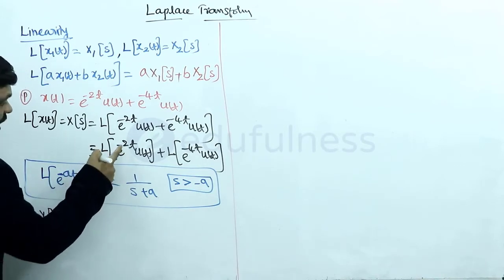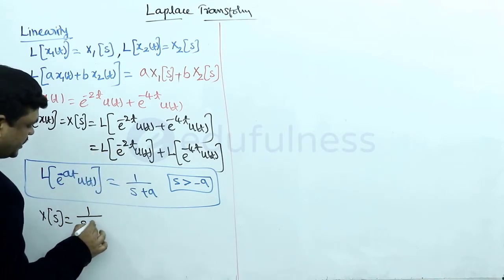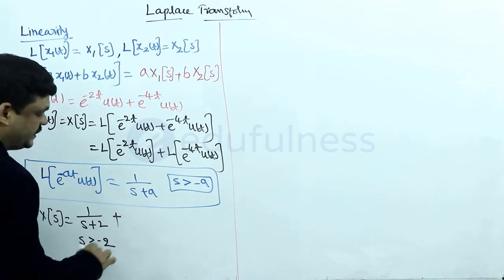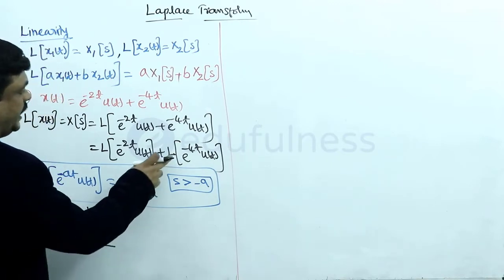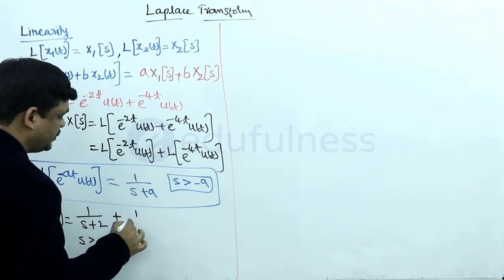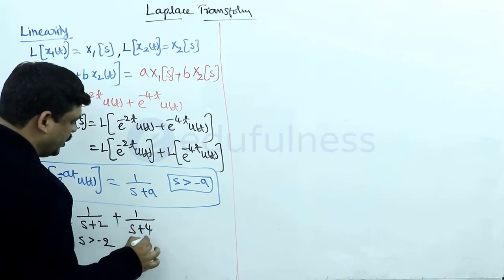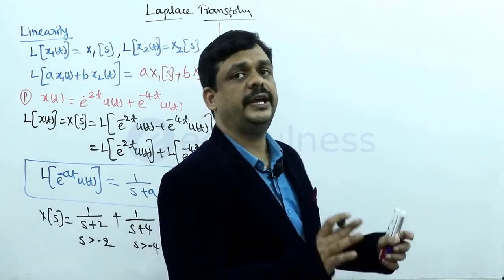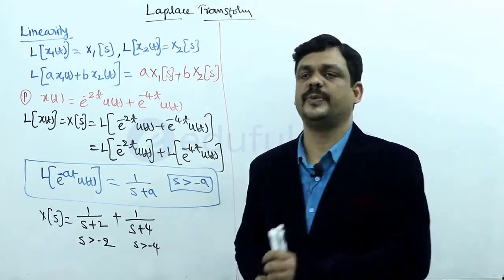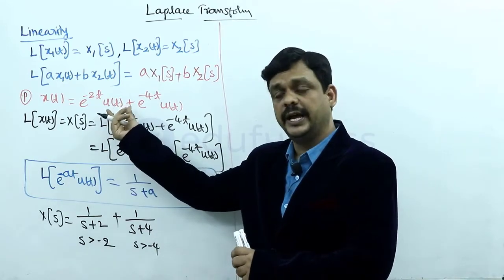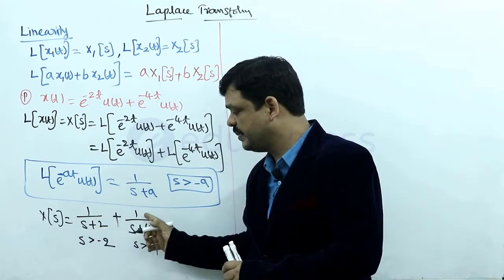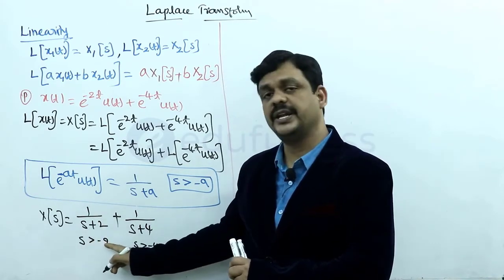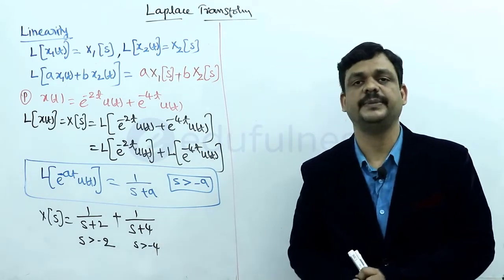From this, here a value is 2, which gives 1 by s plus 2 with ROC greater than minus 2, and Laplace transform of e to the power of minus 4t becomes 1 by s plus 4 with ROC greater than minus 4. So finally, the time domain function is converted into the frequency domain: 1 by s plus 2 plus 1 by s plus 4, and individual ROCs are there. One signal ROC is greater than minus 2 and the other signal ROC is greater than minus 4.